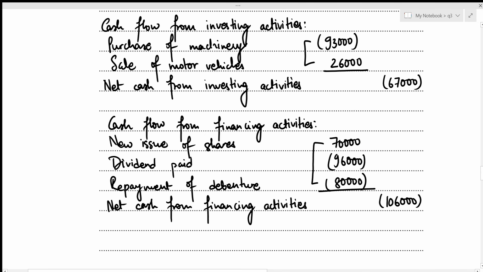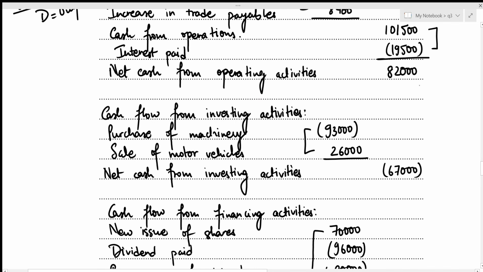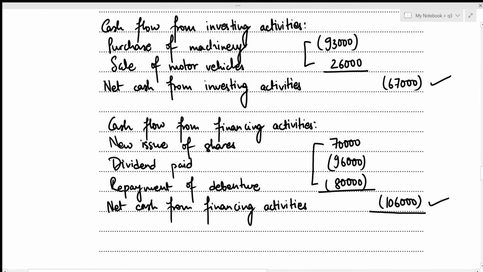So now we figure out whether there was a net increase or decrease in cash and cash equivalents by adding the total net cash from operating activities, investing activities, as well as financing activities. In this case, that is 82,000 minus 67,000 minus 106,000, which results in a negative balance of 91,000. So what we can say is that there was a net decrease in cash and cash equivalents.